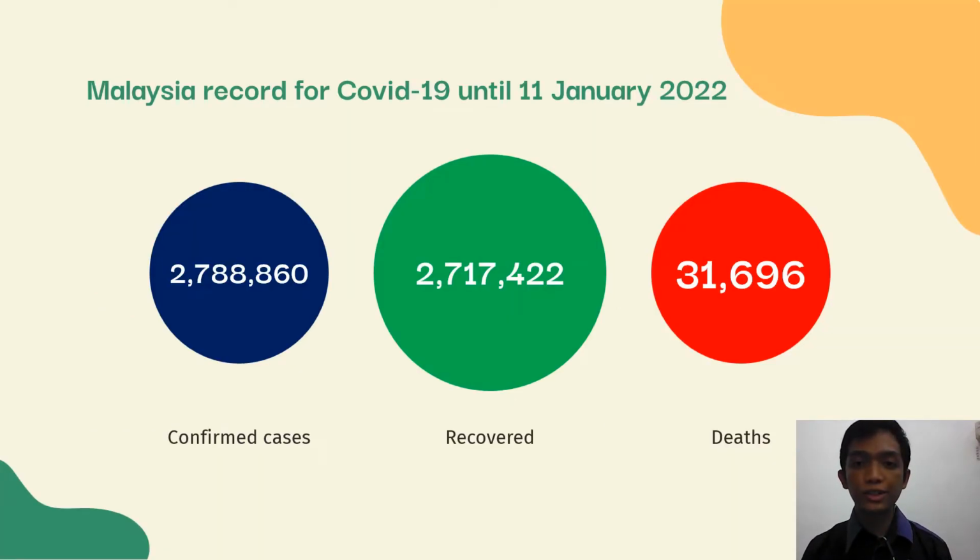Until 11 January 2022, Malaysia has recorded COVID-19 cases. The confirmed cases are around 2,788,860. For the recovered cases, there are 2,717,422. And the deaths are 31,699 cases.